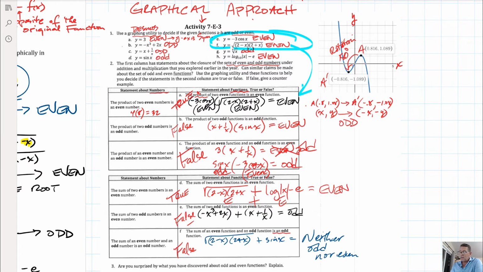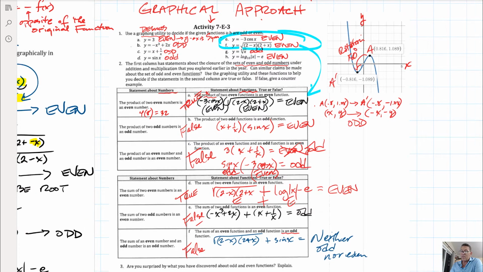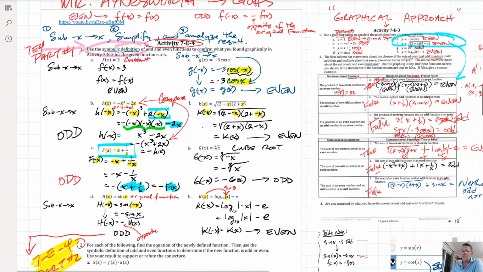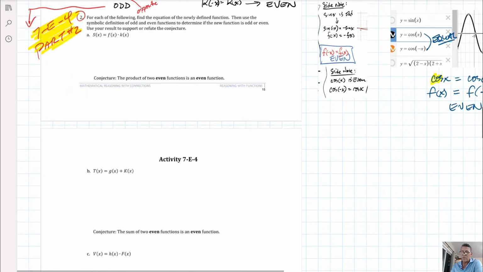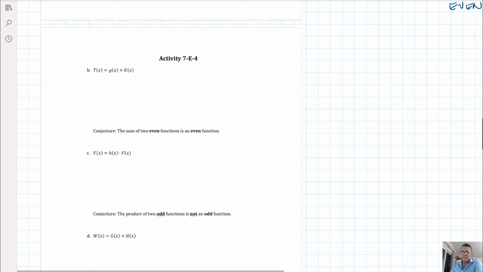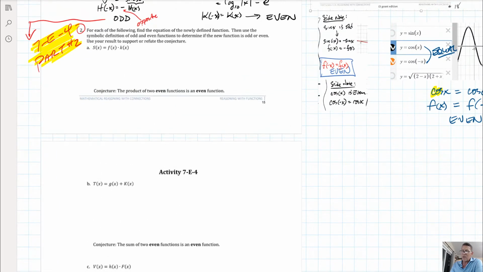We discussed that in 7E3, and then in 7E4, I went through the same functions. That's why I put them side by side, to show that they are even or odd by using the symbolic definitions of what it means to be even or odd. And so we went through all of these. Now we're going to take sums and products of these 8 functions in number 2, and we're going to prove certain facts about them. So we're going to go to number 2, parts A all the way through D, so there are only 4 parts, and finish this activity.